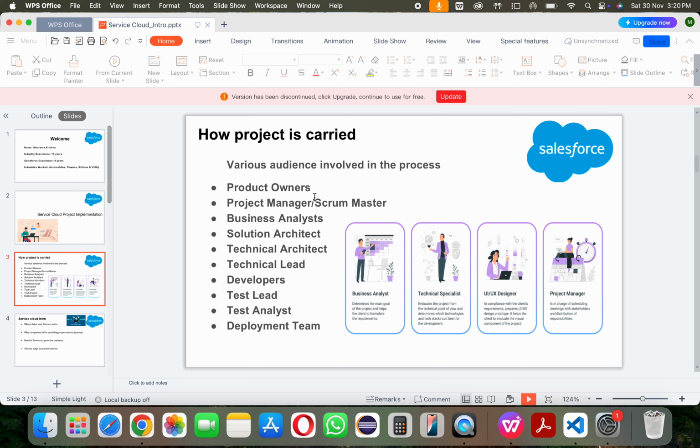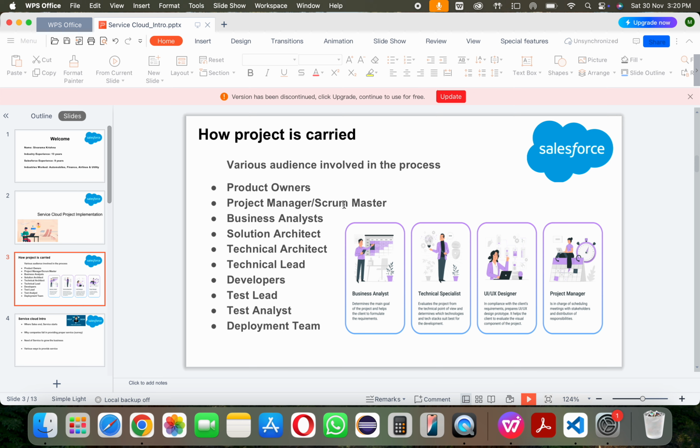If you are a developer, he may not interact with you daily, but maybe weekly, understanding what your challenges are. Next comes the Scrum Master, a very important person. Nowadays, in every project we work in a model called the Agile model. Earlier we used to have the waterfall model, but no one is using it now.